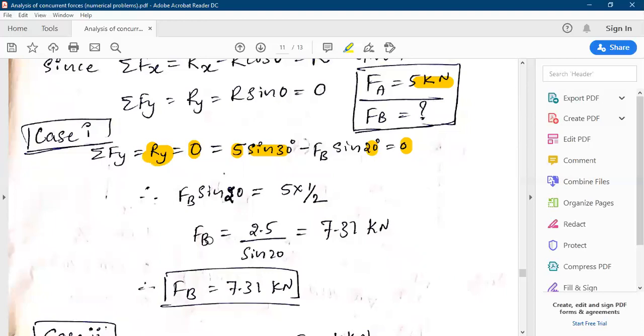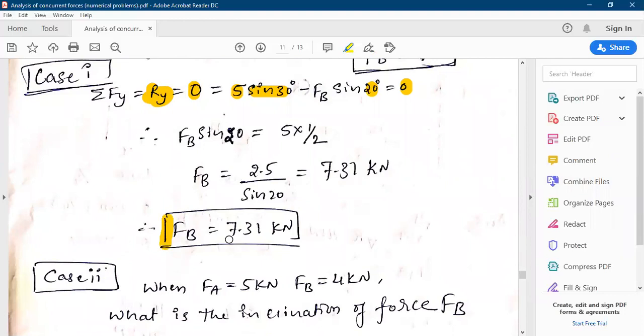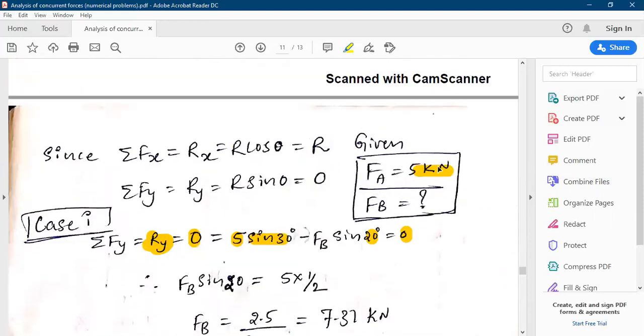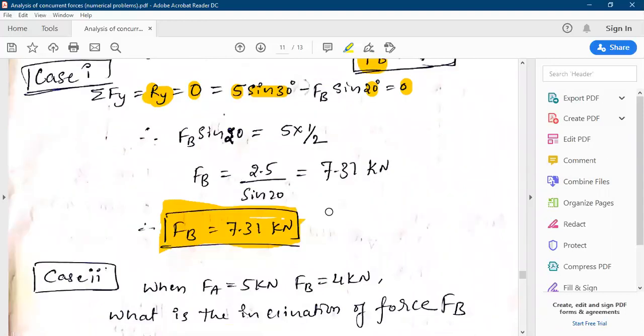So now we can calculate Fb. Fb is equal to 2.5 divided by sin 20. This will give the force in rope B, Fb, equal to 7.3 kilonewton. This is the first case, when theta with respect to Fa is 30 degree and theta with respect to Fb is 20 degree, with force Fa equal to 5 kilonewton. At that time, Fb is equal to 7.31 kilonewton.